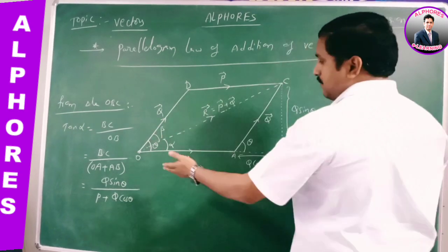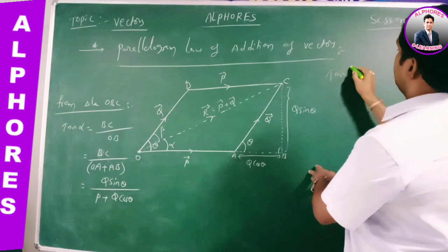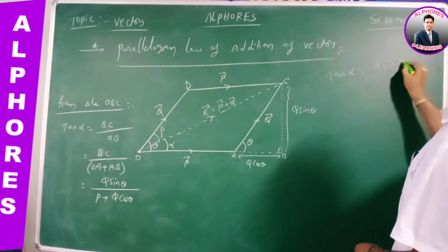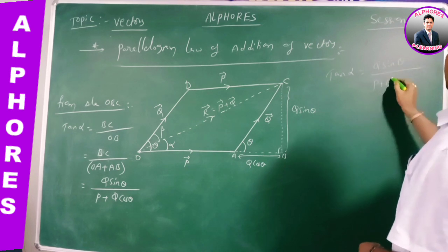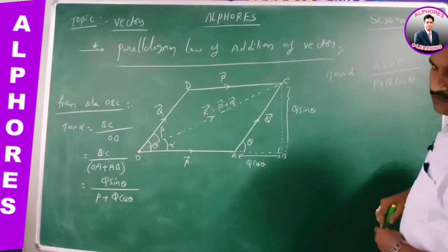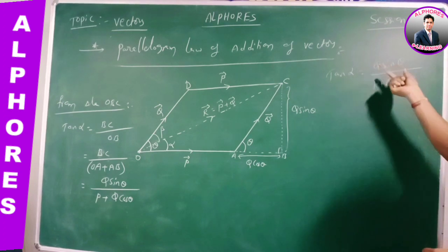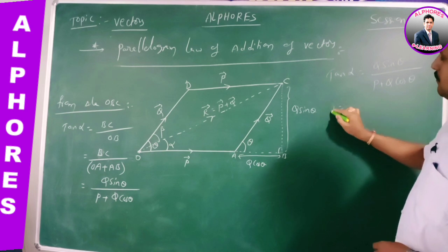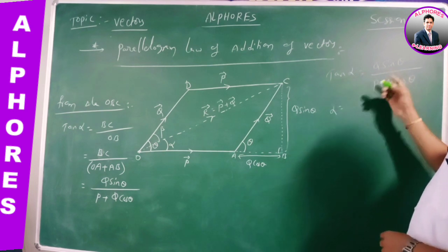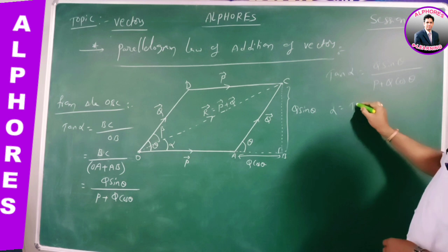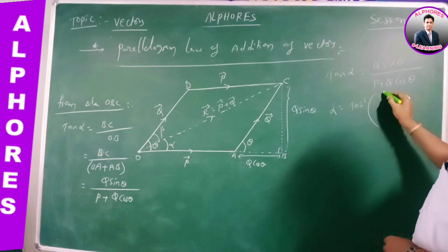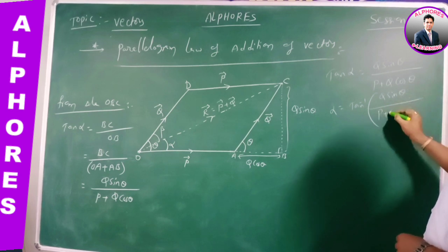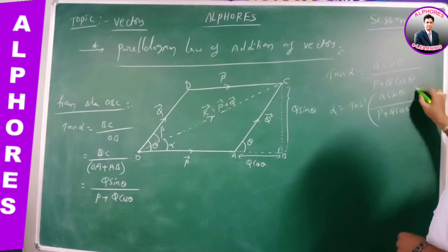So the direction of the resultant from this expression is tan alpha is equal to Q sin theta by P plus Q cos theta. That means alpha is equal to tan inverse of Q sin theta by P plus Q cos theta. This is the method.